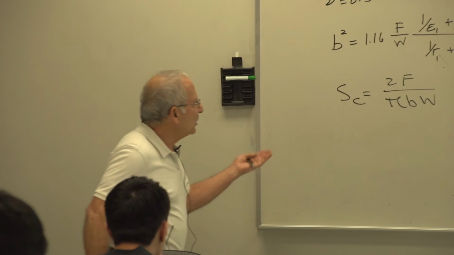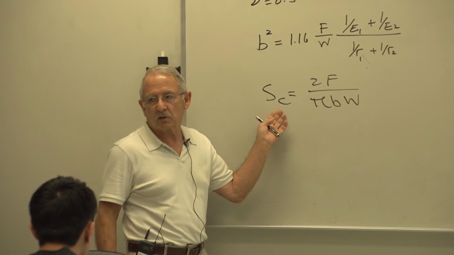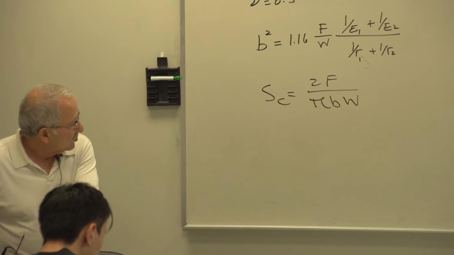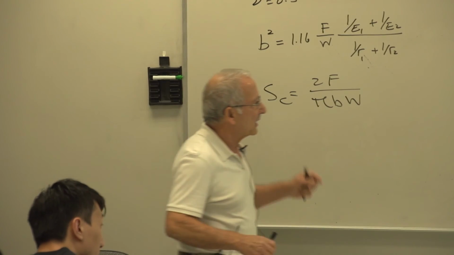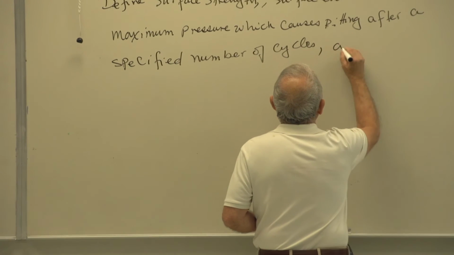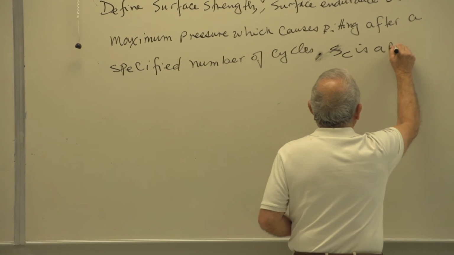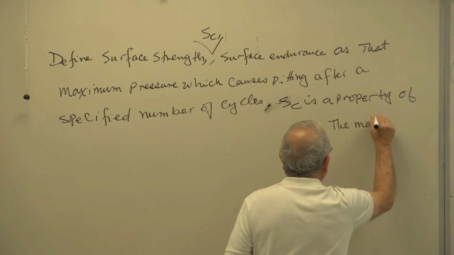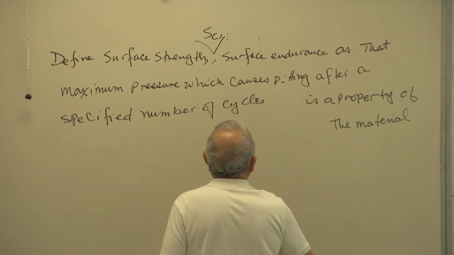In order to be able to use these equations, of course, you need to define this for a specific number of cycles. We do that in just a second. But before I do that, let me continue with this, and then I'll tell you what that is for steels. By the way, I should say SC is a property of the material, just like yield strength is a property of a material.